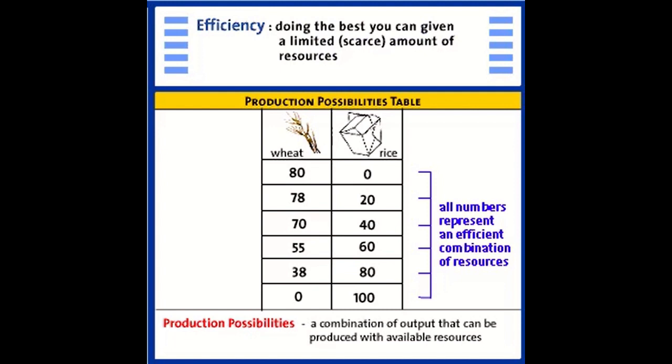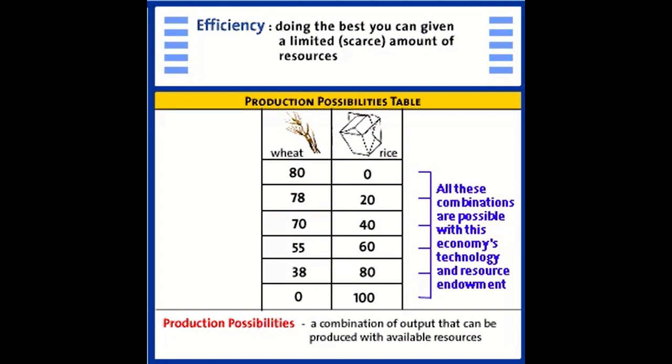So the production possibilities table represents those efficient combinations of rice and wheat production that are possible given the economy's technology and given its resource endowment. That is, for each quantity of rice produced a year, the number in the left-hand column tells us the maximum quantity of wheat that this economy can produce, using its resources with efficiency.